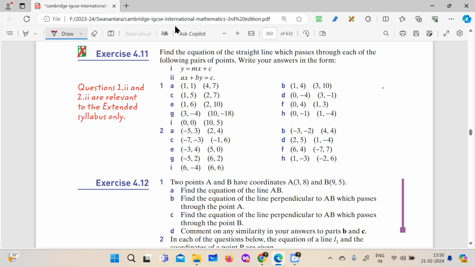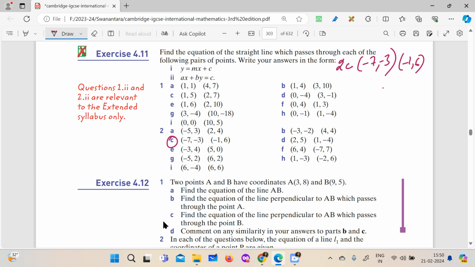You tell me in question one which one I should do. Choose one. 2C, miss. 2C you want me to do? Okay, so 2C we are doing, and the coordinates are -7, -3 and -1, 6.